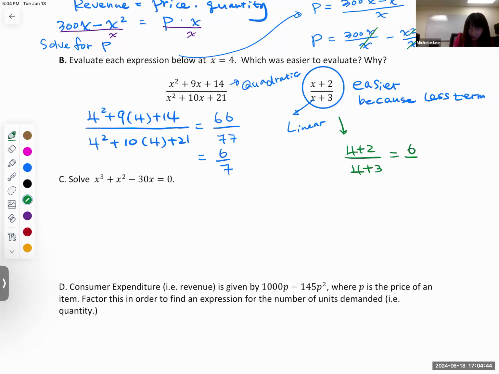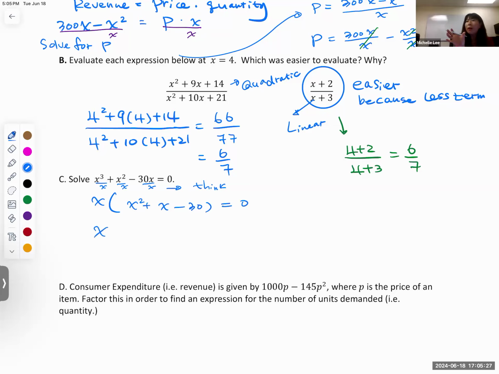Now let's solve this one. Looking at it, x is common to every term, so let's factor out x. Factor out x means we divide by x. So there will be x squared plus x minus 30 equal to 0.